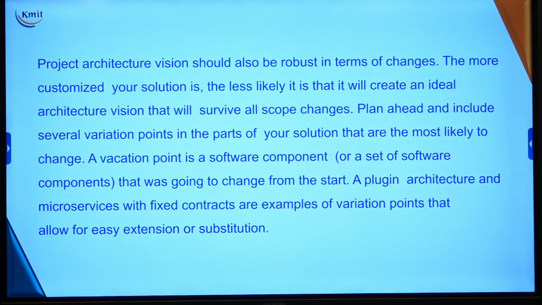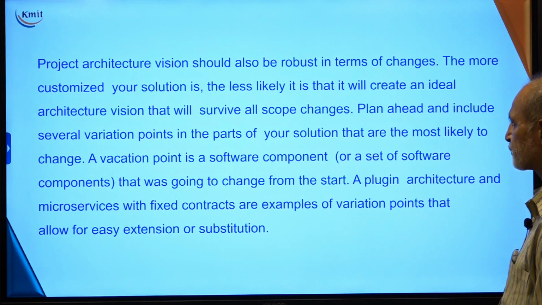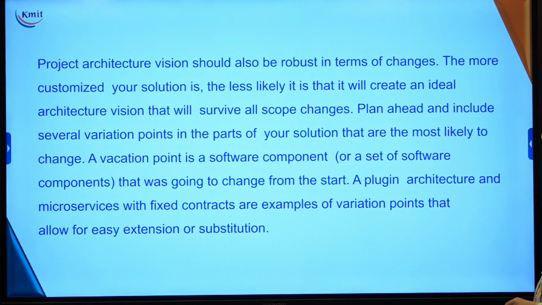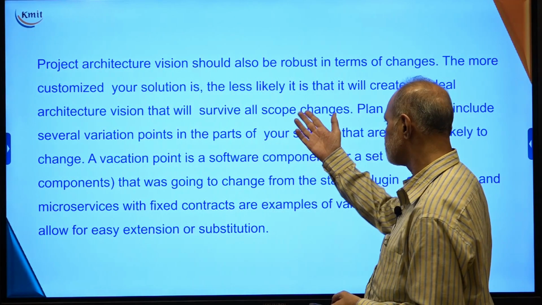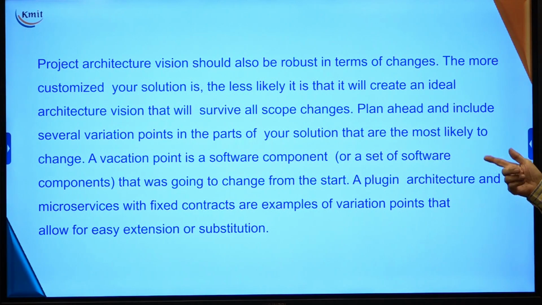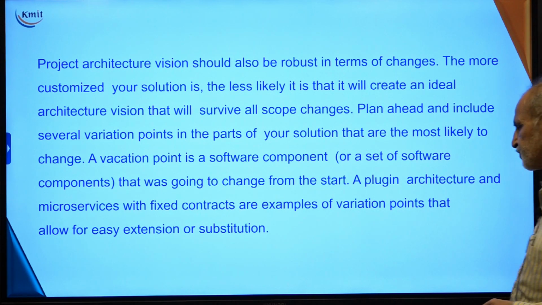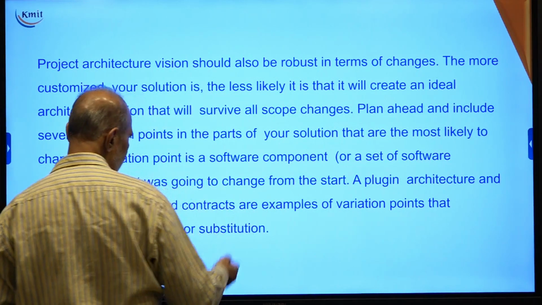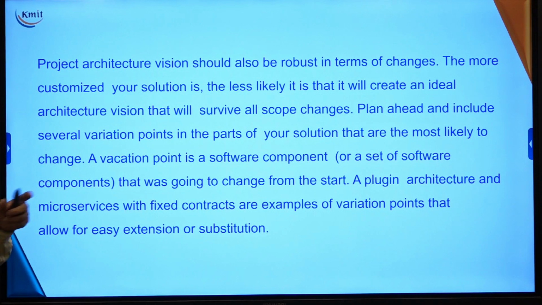So the project architecture vision should also be robust in terms of changes, and the more customized your solution is, the less likely it is to create an ideal architecture in the future. The scope will be changing. Plan ahead and include several variation points in the parts of your solution that are most likely to change. A variation point in software development is like a set of software components that is going to change from the start. A plugin architecture, or microservices with a fixed contract, is an example of a variation point, allowing extension and substitution.